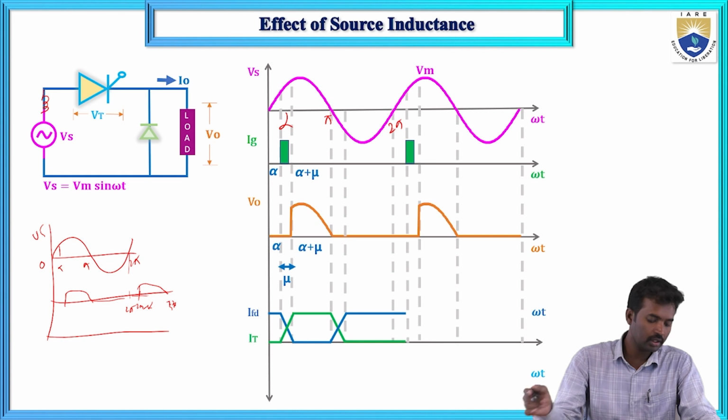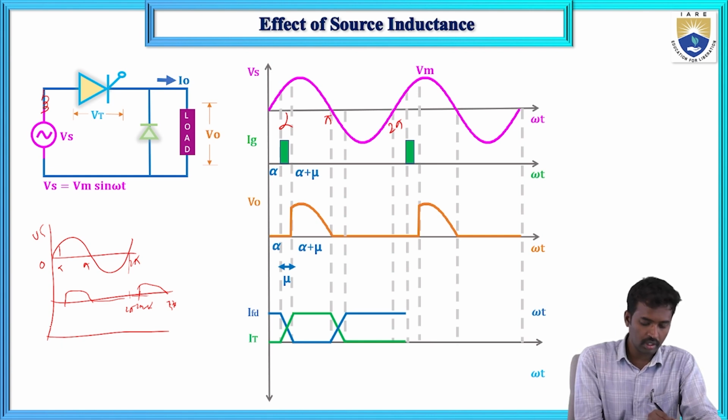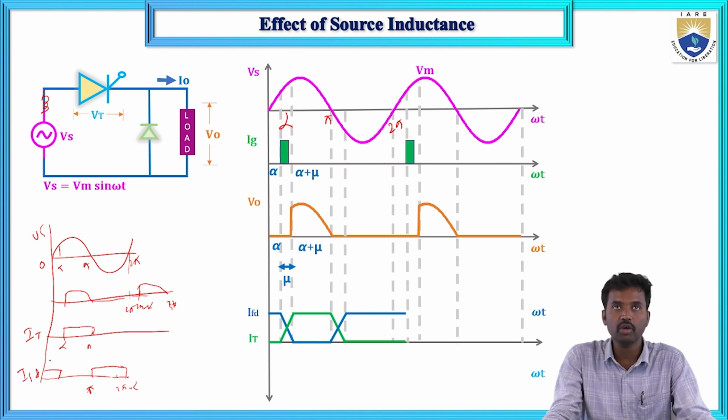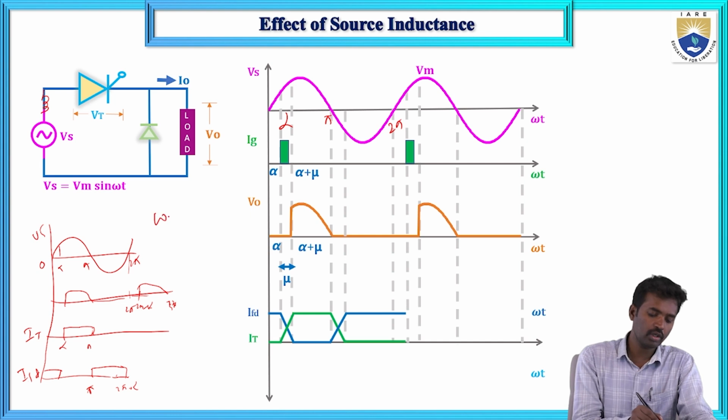Now, the thyristor current ITR flows from alpha to pi only, and the freewheeling diode current flows from pi to 2 pi plus alpha. This is the freewheeling diode current, this is IT, and this is IA. So this is the waveform without source inductance.